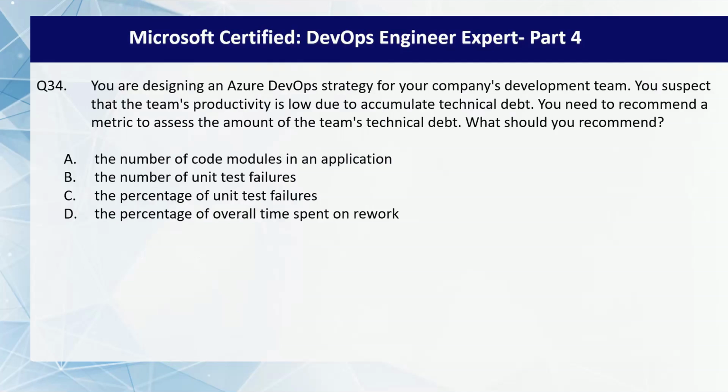Now, friends, technical debt refers to the extra work required to fix issues caused by shortcuts or poor design choices made during software development. A key indicator of technical debt is the time spent on rework, which includes fixing bugs, refactoring code, and addressing design flaws. So, friends, I hope you now understand why I have chosen option D as the correct answer. But if you still have any doubts, please post them in the comment section.